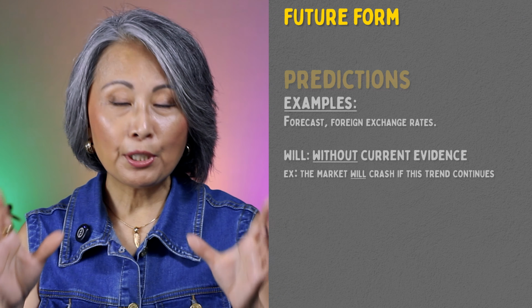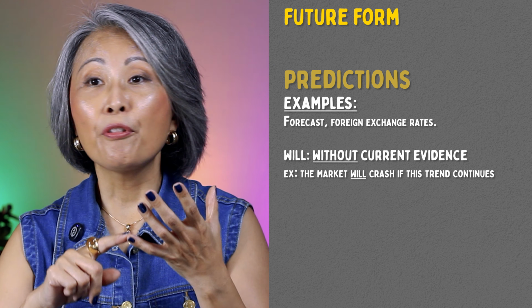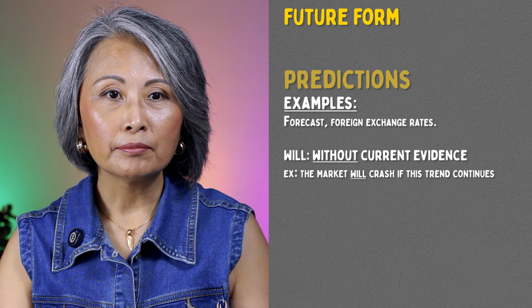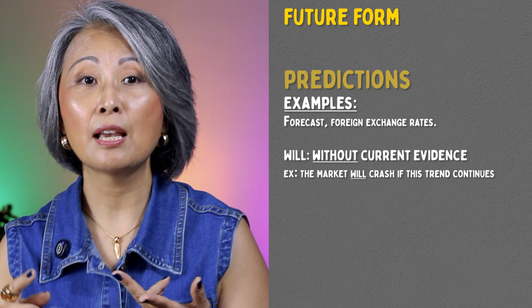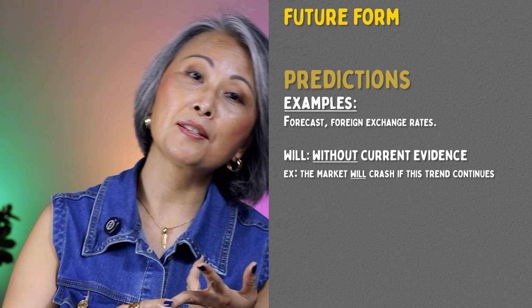I'm going to explain how to distinguish between future forms based on two simple categories: predictions and plans. This is what we use the future for. So, predictions. Predictions are things you have no control over. Weather forecast, foreign exchange rates, business forecasts.